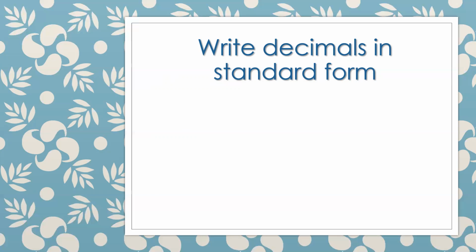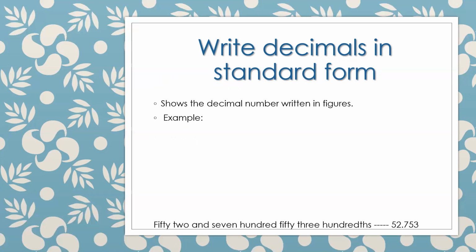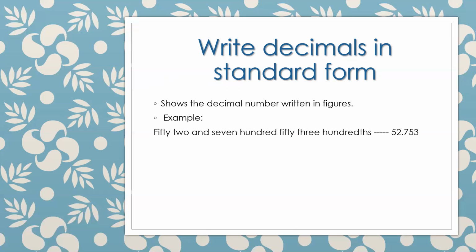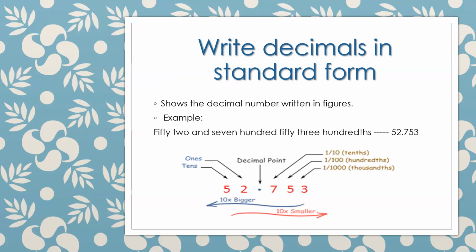So I'm gonna explain to you guys how to write decimals in standard form. It basically means showing the decimal number written in figures. It is the opposite of Rudana's topic. From words, we come to numbers. For example, 52 and 753 thousandths, which will be written as 52.753.